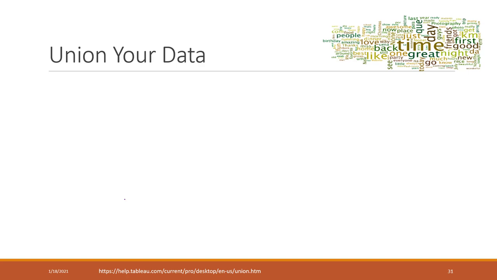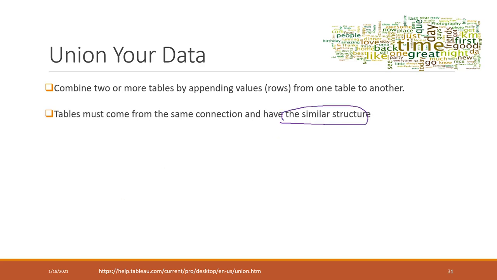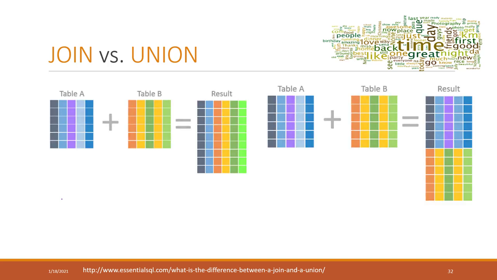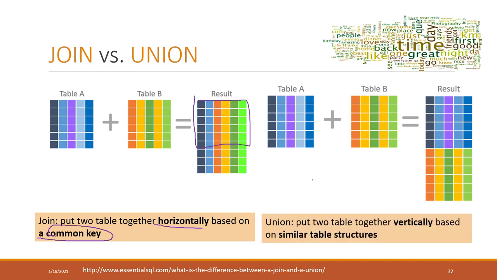In addition to join, we can also union the data. Union means that if we have two tables that have the same structure and are talking about the same data type, we can union those data together. The most common scenario is, for example, that we have data from different time periods. For example, we have the orders in July and also the orders in June, saved in two tables, and in that case we can union those two tables as a single data set. Basically the difference between union and join is that to join tables we put two tables horizontally, based on a common key, so the result will be a very wide table. To union tables, we put two tables vertically based on a similar table structure, so that we will have a very long table after the union.